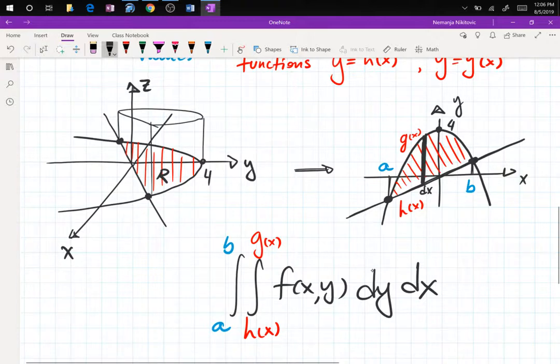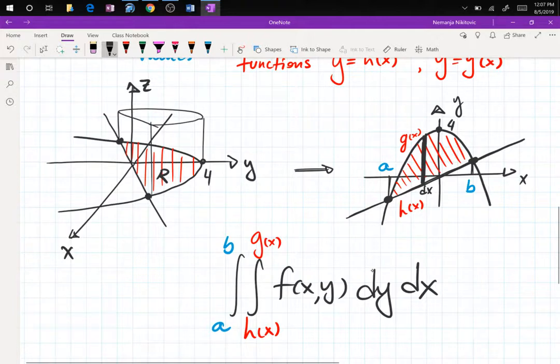And the top and the bottom of that dx always write the same functions. The top writes g of x, and that's on top of dx. And then the bottom writes the function h of x, which is the bottom. So it's the same idea with the dx that you used to set up the area between two curves. Now you will use the same thing to set up the area for the domain, and then you are integrating f of x, y.